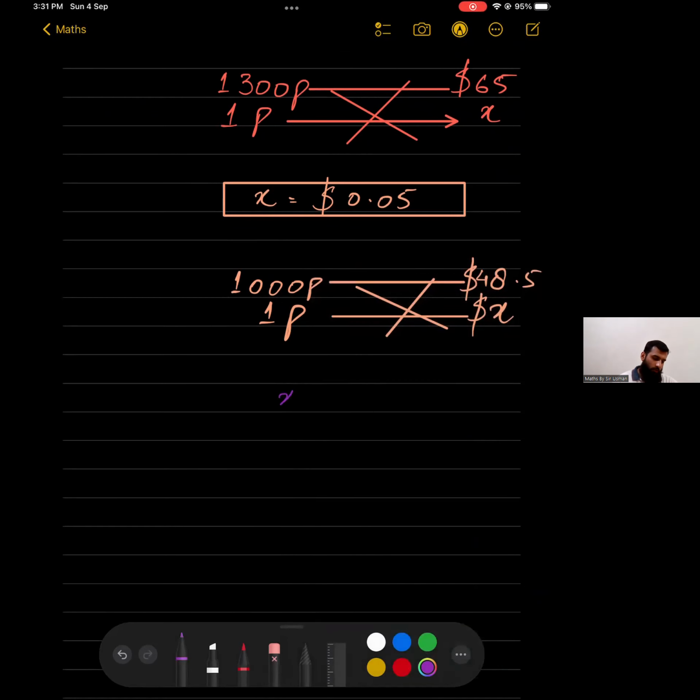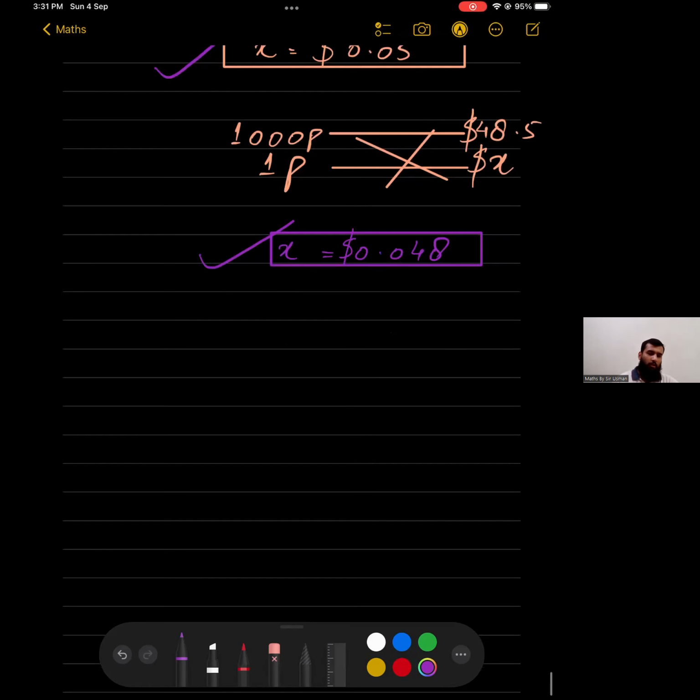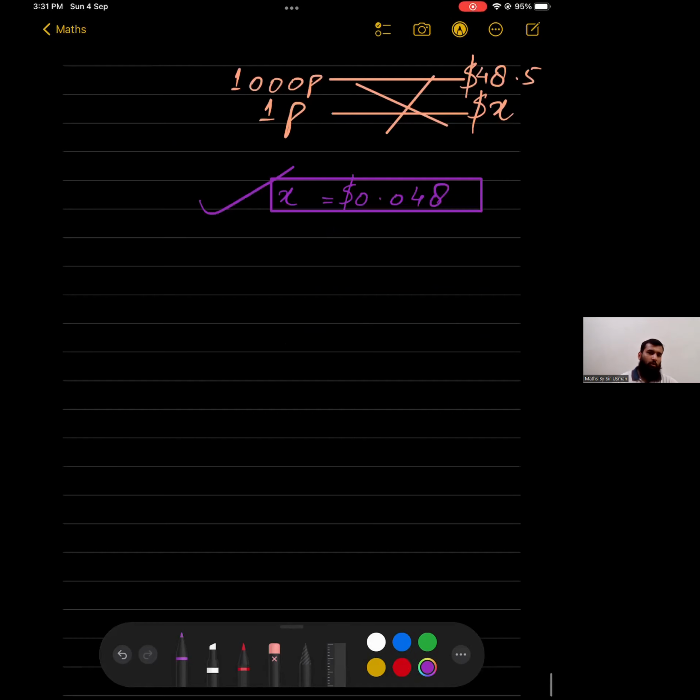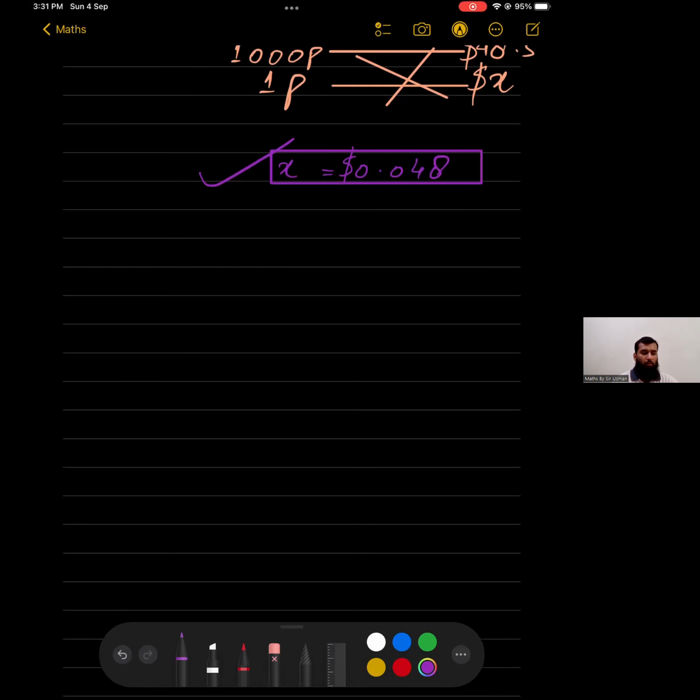Okay, so the answer is 0.048. Now, can any one of you tell me whether the small cartridges are cheaper or the large cartridge is cheaper? Which one is the cheaper option? Yes, the large cartridge is the cheaper option. Now, moving forward, we are done with question number 15, part B. Now we are moving on to question number 15, part C.